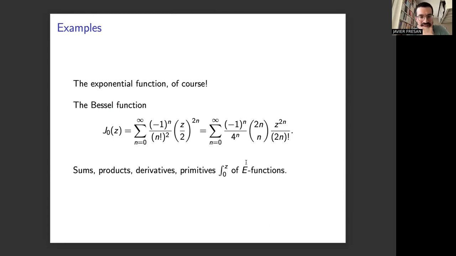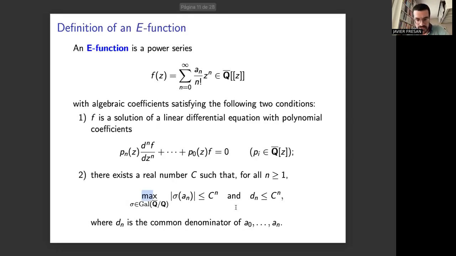Let me give you some examples. Well, the exponential function, I already gave it to you, and then the motivating example of the Bessel function. So let me just do, for simplicity, m equals 0. So then this is how we defined it using the power series. From here, you maybe don't see it. We already have the differential equation, so we need to see these growth conditions here.